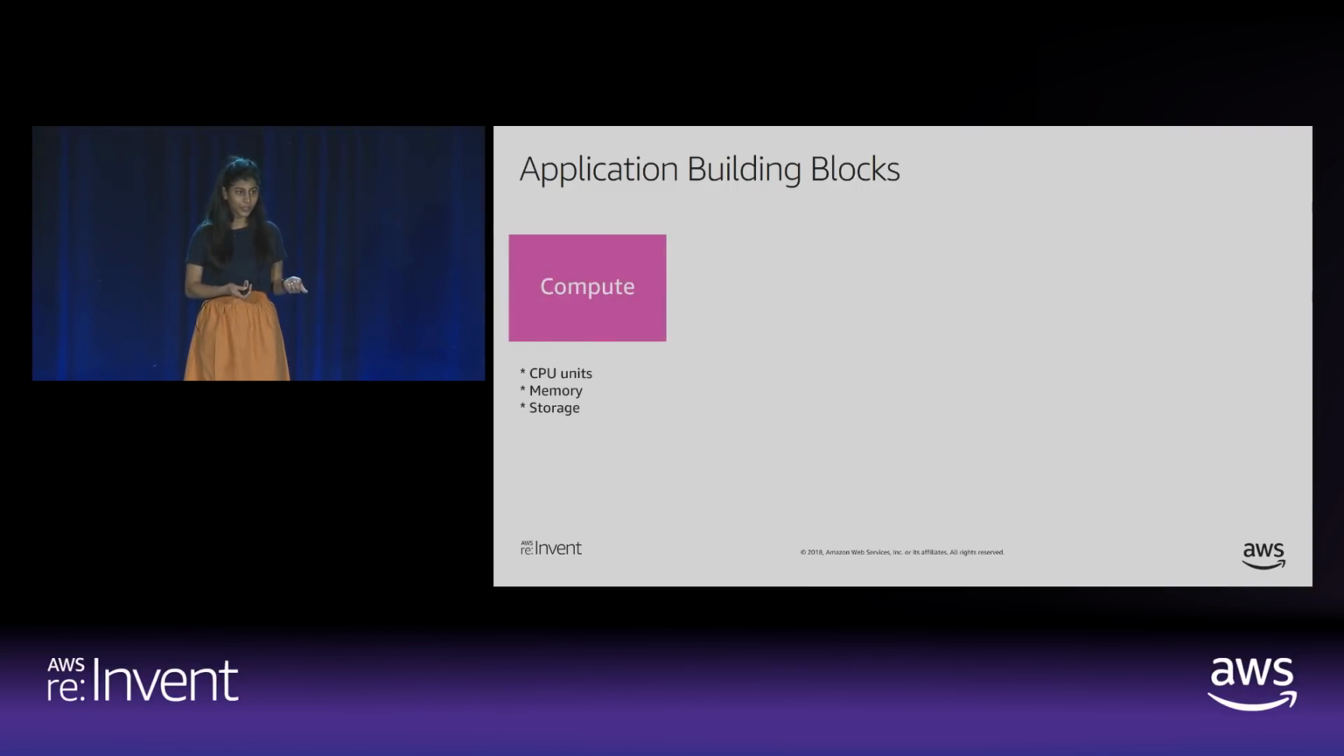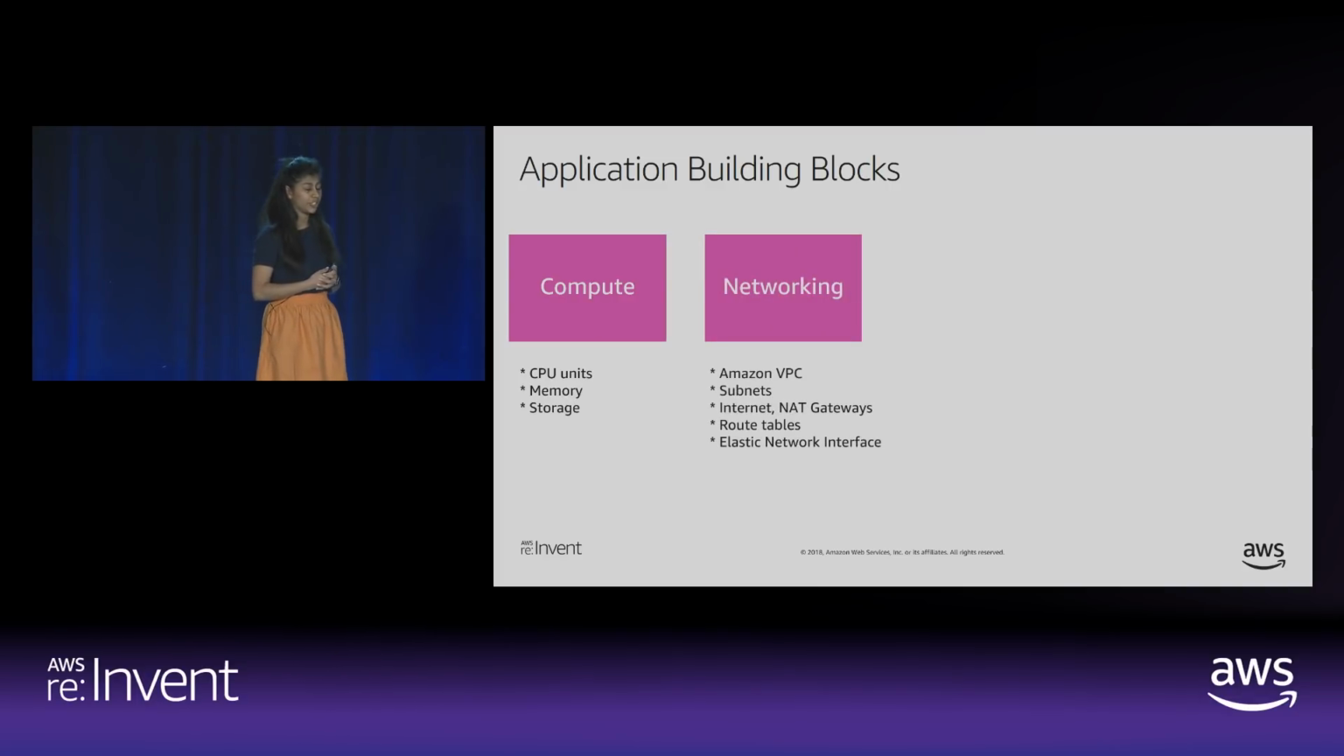Starts with compute. So I need to think about how much CPU and memory will my container use? How is the volume going to be shared between the containers? Then I'm going to think about networking, which is how does my application connect to the internet? How would my application talk to other services in my VPC?